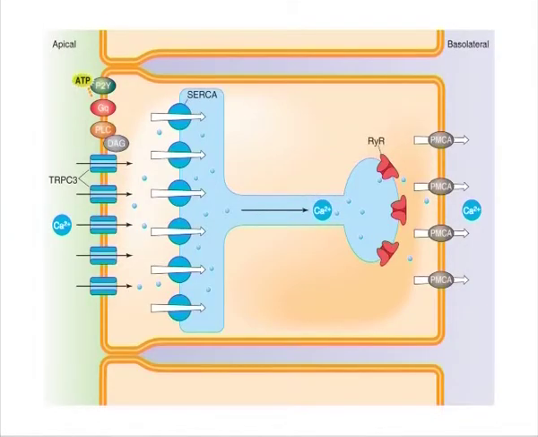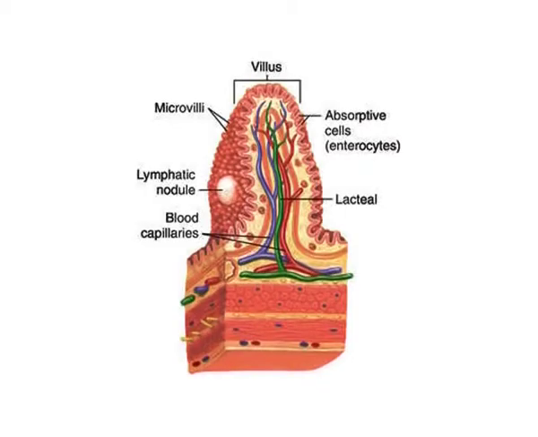The apical membrane of the enterocytes, that is the membrane facing the intestinal lumen, is covered with microvilli, which are minute projections of the plasma membrane. Because of its brush-like appearance under the microscope, the apical membrane is also known as the brush border membrane. The picture of the villus is displayed on the screen.